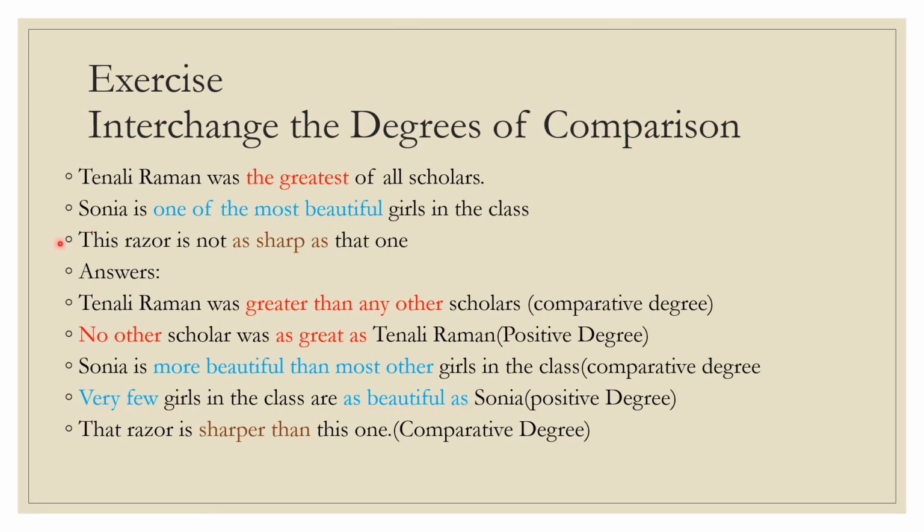The third sentence: this razor is not as sharp as that one. Here there is a comparison made between two razors. So there is no superlative degree. You will either interchange it into the positive or the comparative, whatever is asked. So this is positive, you will make it into the comparative. And this answer is: that razor is sharper than this one.